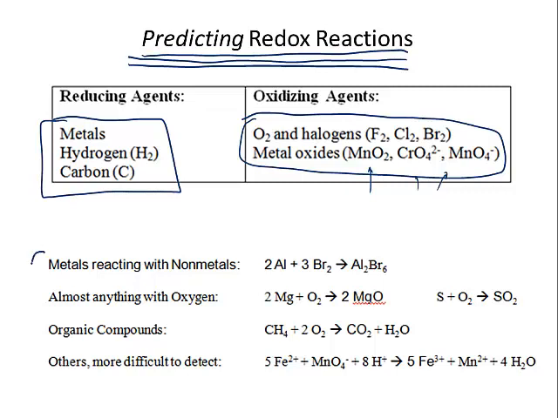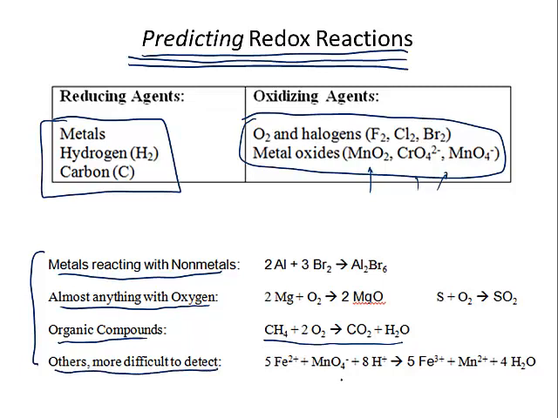Some simple things to notice to recognize oxidation-reduction reactions quickly: whenever a metal reacts with a nonmetal, that's an oxidation-reduction reaction. Almost anything reacting with oxygen is an oxidation-reduction reaction, and that's where the term oxidation comes from, of course. When organic compounds undergo combustion reactions, that's an oxidation-reduction reaction. And there are other ones that are significantly more difficult to detect. Those are ones like this, where you look for common oxidizing or reducing agents. In this case, permanganate is one of our common oxidizing agents, and therefore you think when you first see that, it's probably an oxidation-reduction reaction. But you don't really know in that case until you determine oxidation numbers.